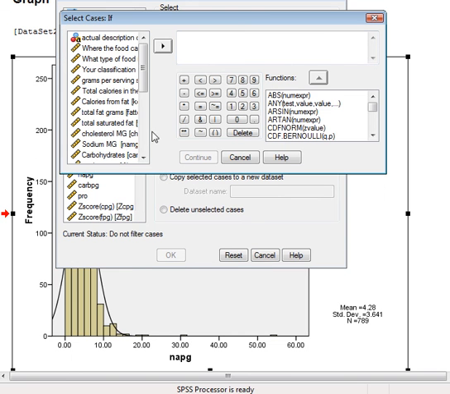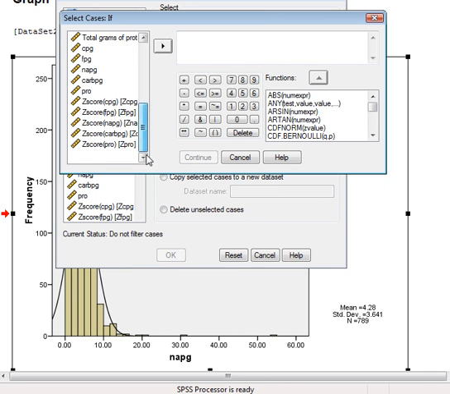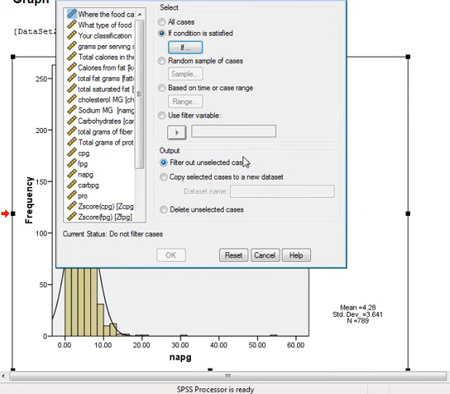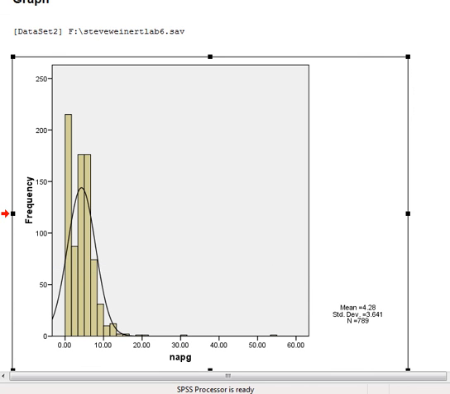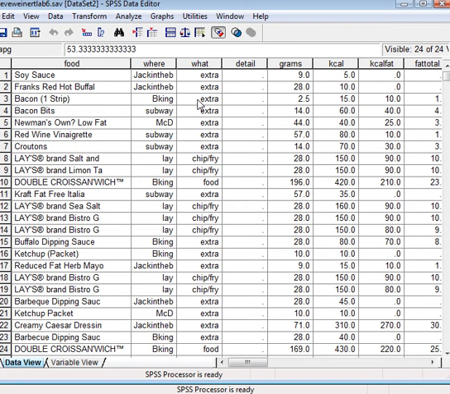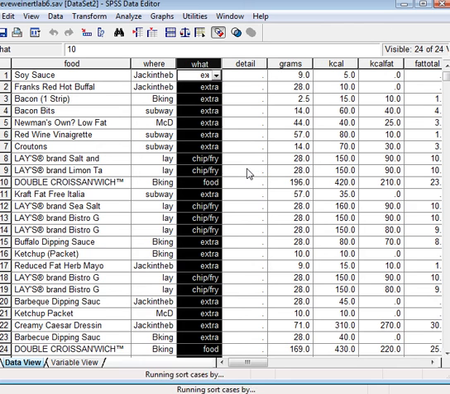and if food doesn't equal, there's a not equal sign in here somewhere. Well, I'm not going to do that right now. We can just select out the extras. An extra is anything that is a, you can actually look at this, sort by descending.